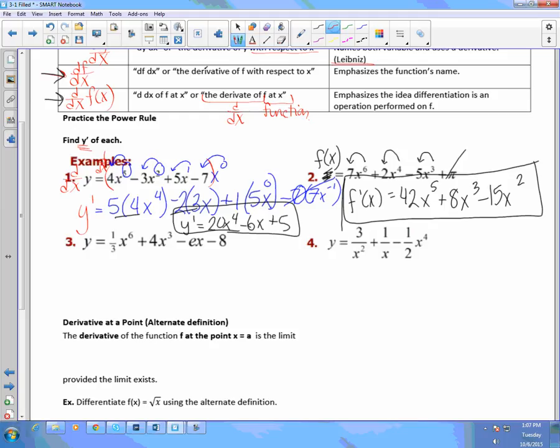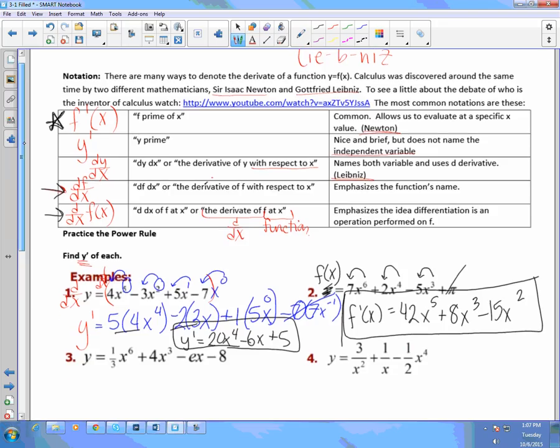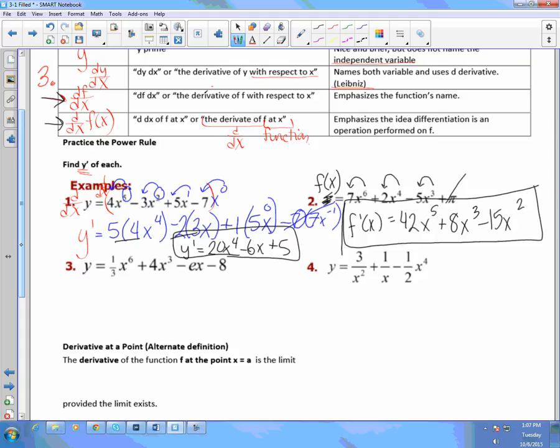Now, number 3, let's try a different notation. I want you to actually do this notation right here. The third notation, dy dx. When we take the derivative of y, another way to write it is dy dx. Okay? I want you to try it now. You know the power thing, just multiply in front. Decrease the exponent by 1.